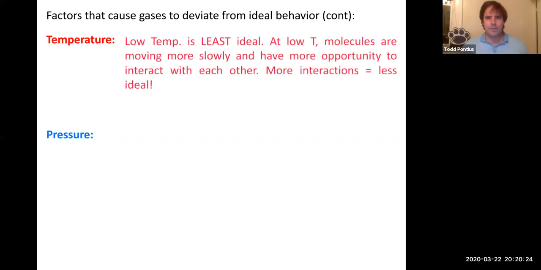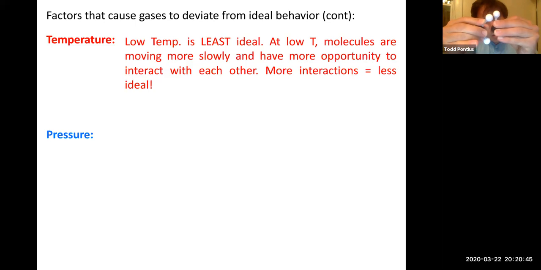So how does temperature fall into place? Low temperature is least ideal because at low temperature, gases are moving more slowly. They have less kinetic energy. So the more slowly they're moving, the more time there is for them to interact, the less ideal the bounce is going to be. Whereas at high temperatures, the gases are moving around fast. They can bounce off of each other more ideally. So remember, more interactions means less ideal.